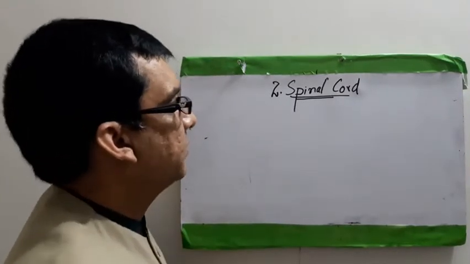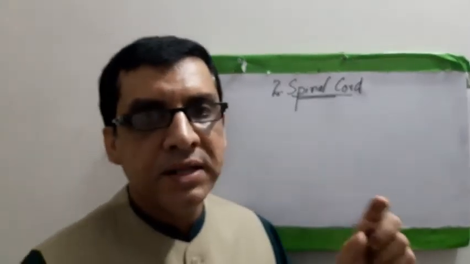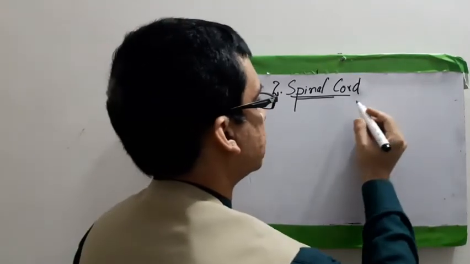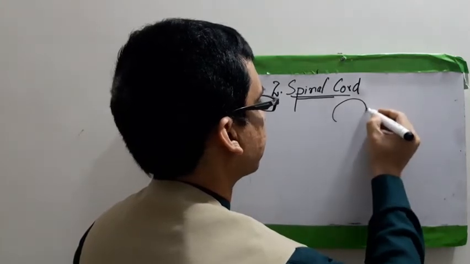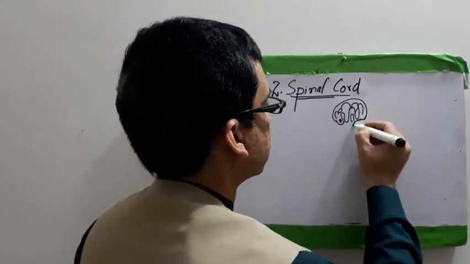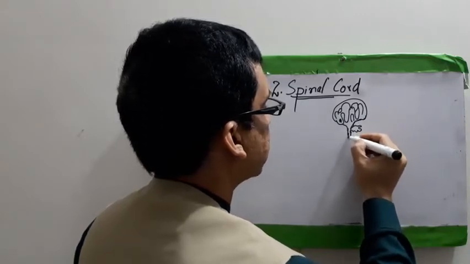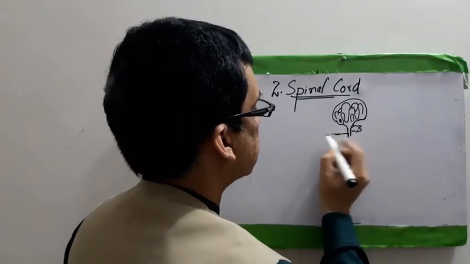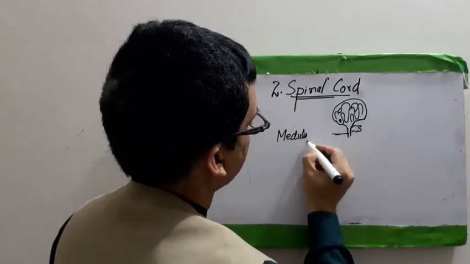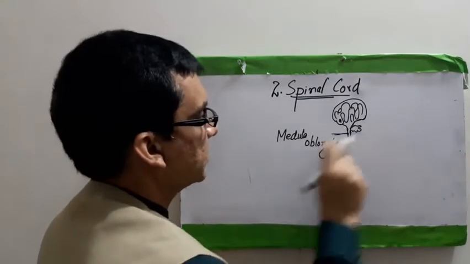In the previous lecture you studied a lot about the brain: forebrain, midbrain and hindbrain. Let's suppose that this is the brain, and this is the hindbrain. In the hindbrain there was a part that is called the medulla oblongata. So this is the medulla oblongata.